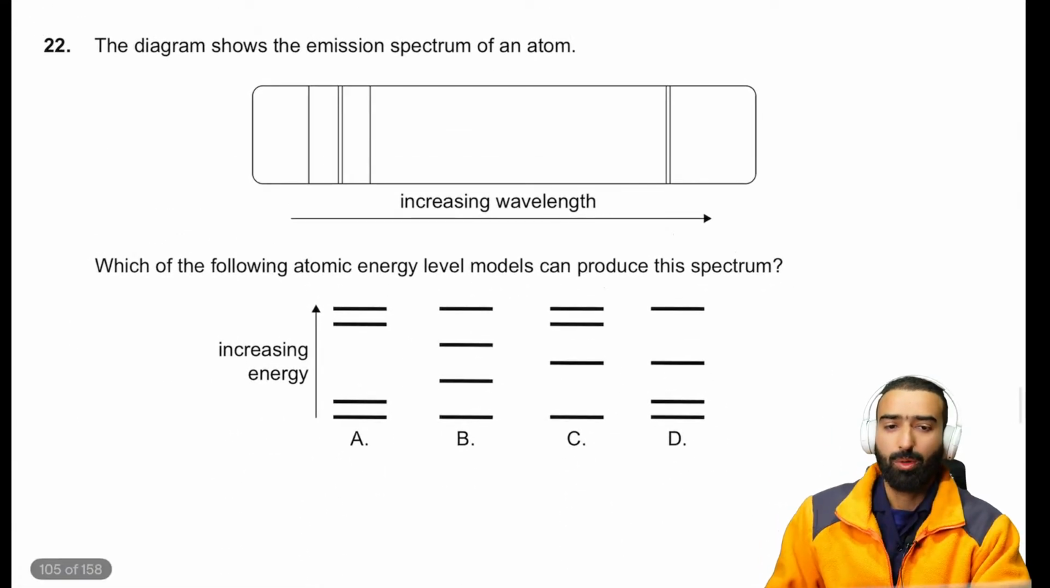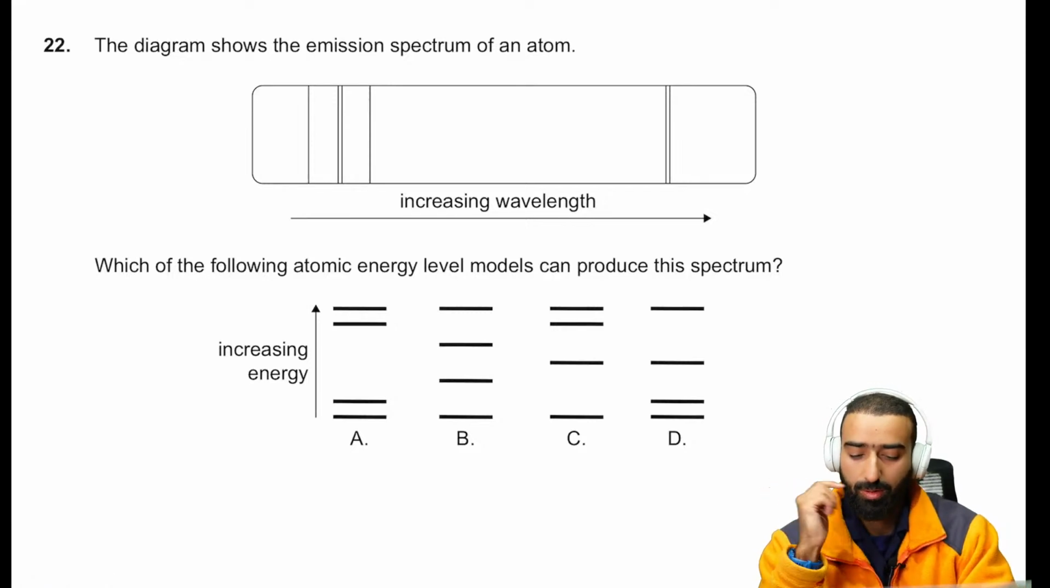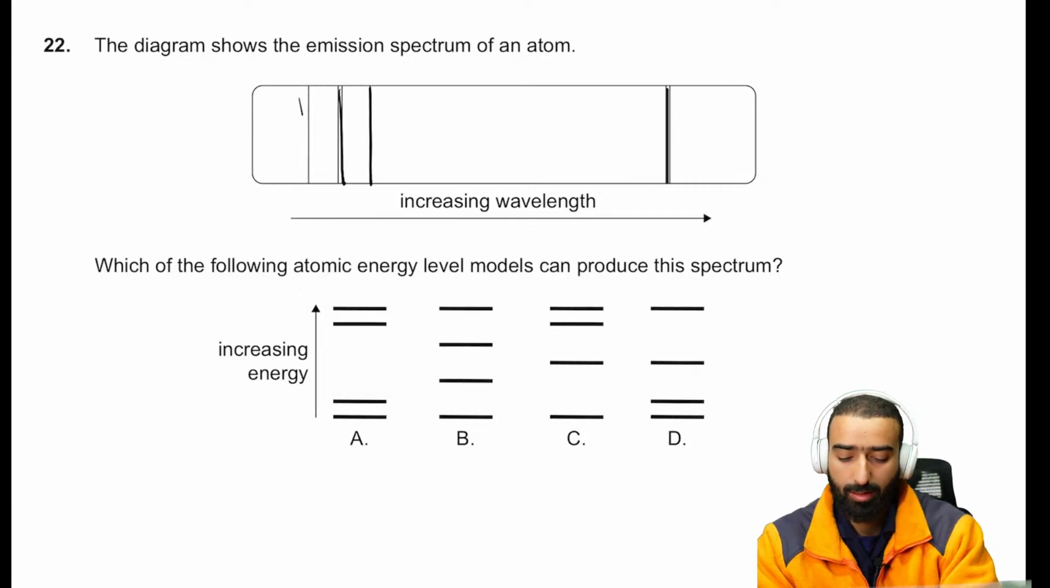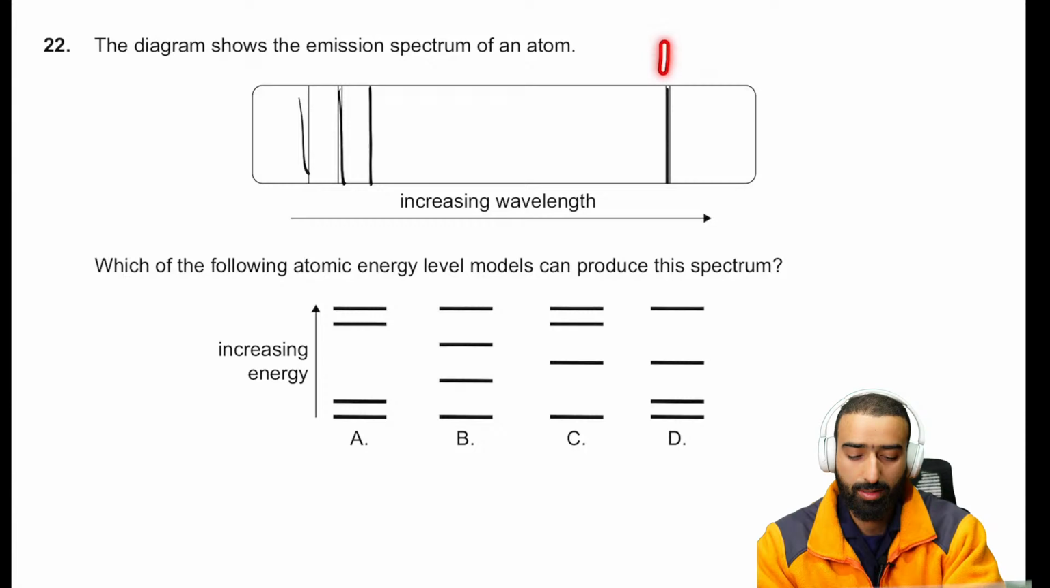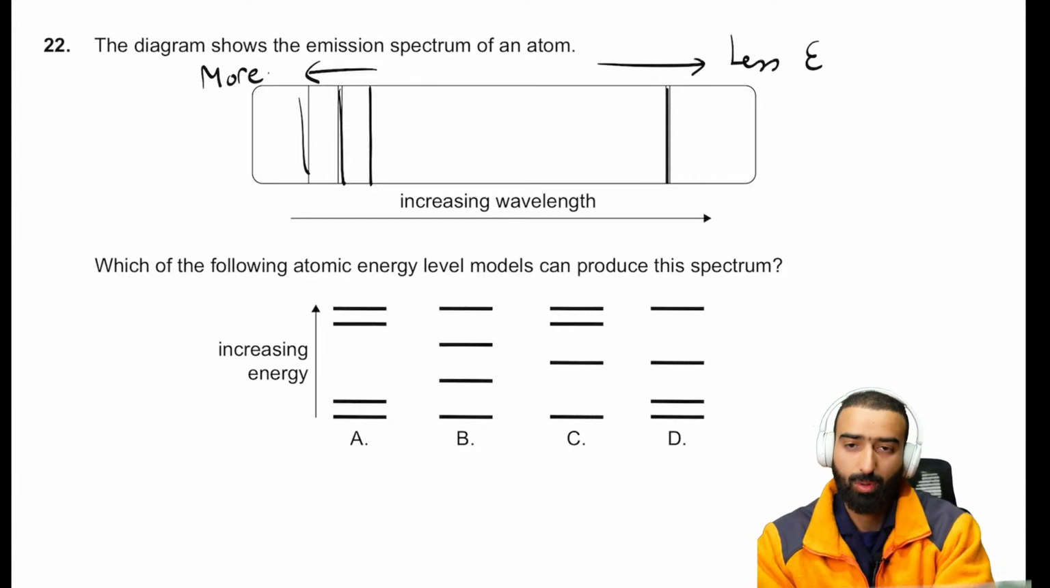Right, now we have question 22. The diagram shows the emission spectrum of an atom. So what happens here is we have increasing wavelength to the right. That means these lines to the right represent lower energy. So this is less energy to the right, and this is more energy.